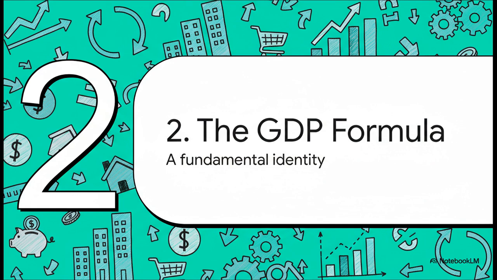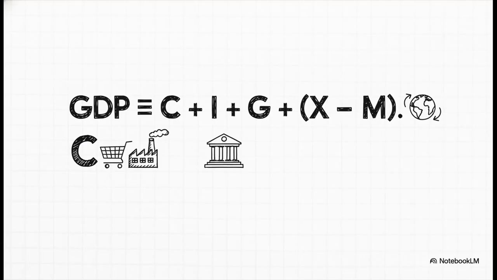So how do we calculate it? It all comes down to one central equation. And this isn't just any formula. It's one of the most fundamental identities in all of macroeconomics. And here it is. GDP equals C plus I plus G plus the quantity X minus M.